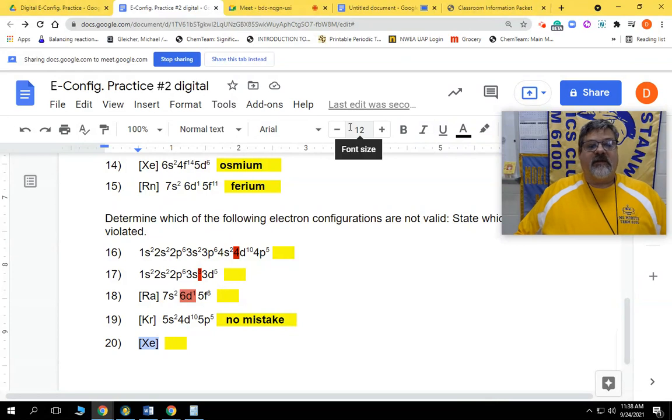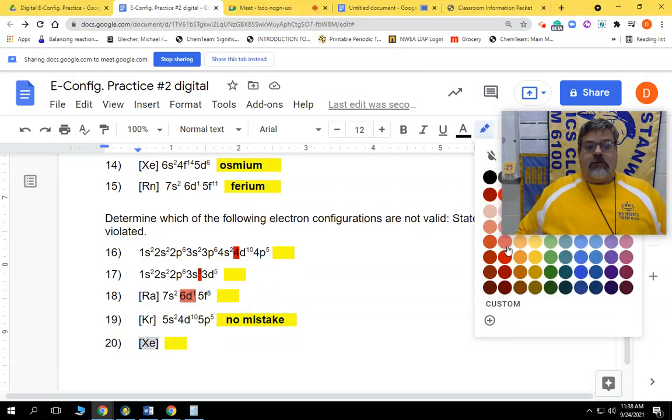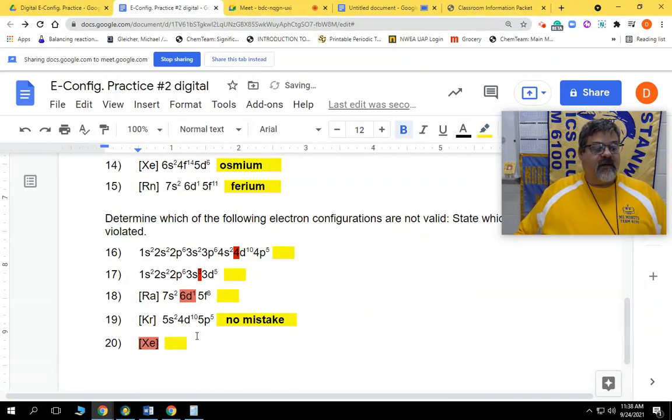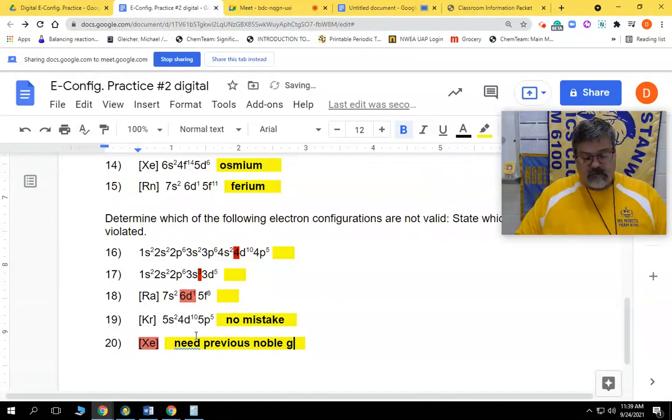is wrong because we need our previous noble gas, not the one that it is. So we can't end just with that one right there. We have to end with the previous noble gas and then go to the rest of it.